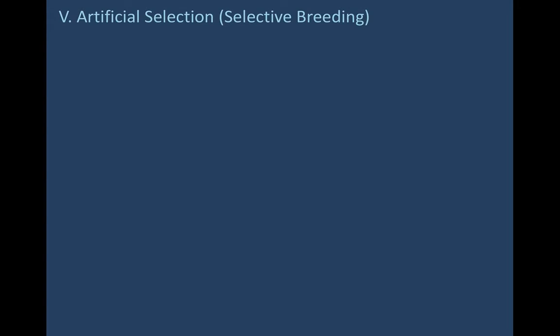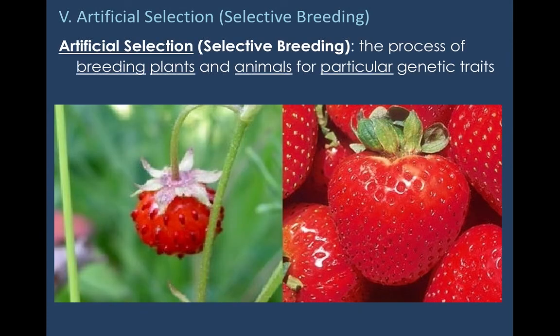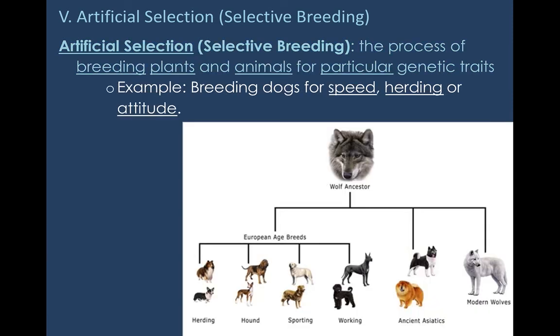All right. So back to your notes now on page 9. The last definition way down at the bottom is for artificial selection. Now, artificial selection is also called selective breeding, which is why I have that in parentheses for you. And you might remember talking about this when we were doing the science of dogs in our genetics unit. Artificial selection is the process of breeding plants and animals for particular genetic traits. So examples, breeding dogs for speed, herding, or attitude. All of that dog breeding is an example of artificial selection.